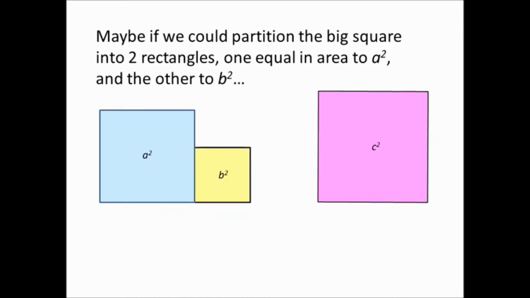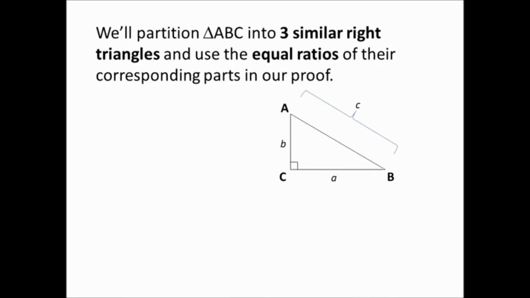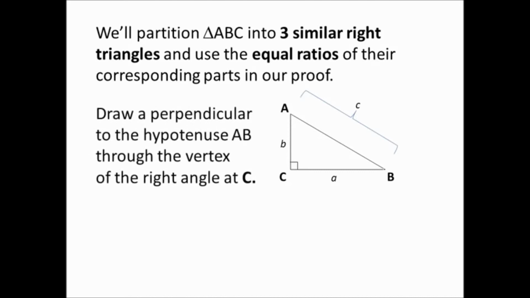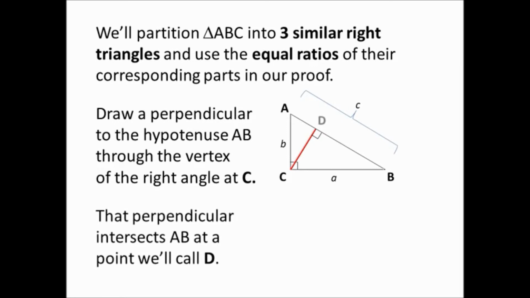Maybe if we could partition the C squared into two rectangles, one equal in area to A squared and the other to B squared. We'll partition triangle ABC into three similar right triangles and use the equal ratios of the corresponding parts in our proof. Draw a perpendicular to the hypotenuse AB through the vertex of the right angle at C. That perpendicular intersects AB at a point we'll call D.